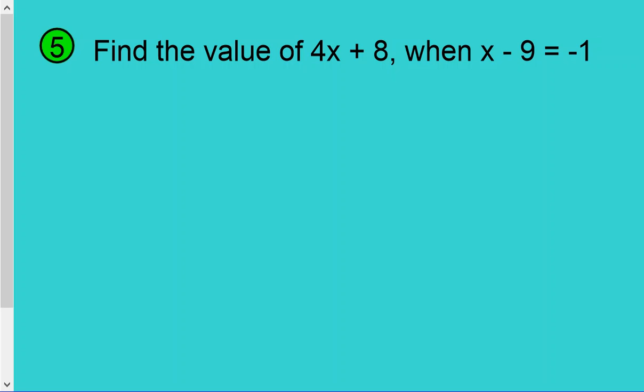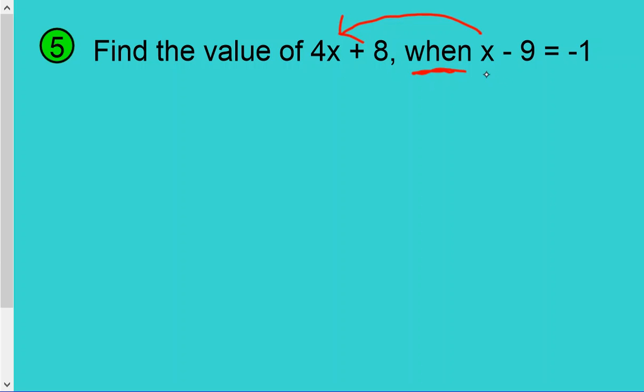Alright, then we got one more example here. We want to find the value of 4x plus 8 when x minus 9 equals negative 1. Okay, so the first thing we need to do is solve for x over here, and then we're going to plug it back in to our expression over here.